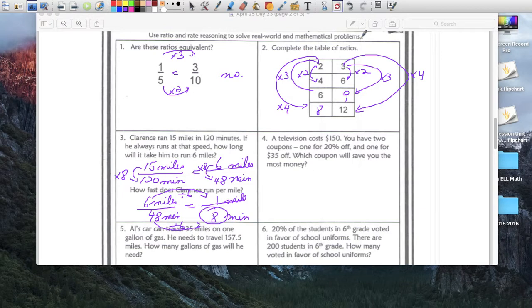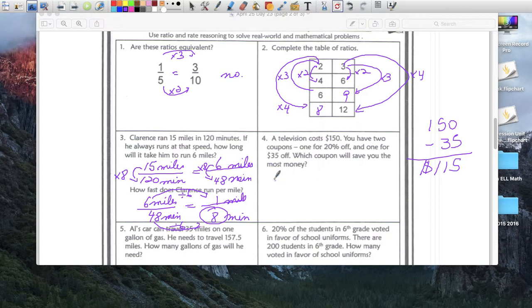Television costs $150. You have 2 coupons, one for 20% off and the other one for $35 off. So $150, you give them a $35 off coupon, so it's going to give you $115. So that's how much you would pay if you used this option.